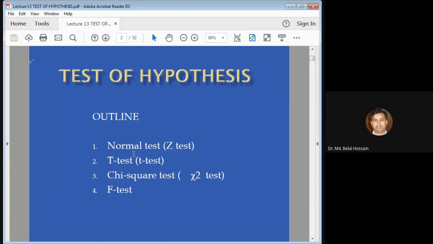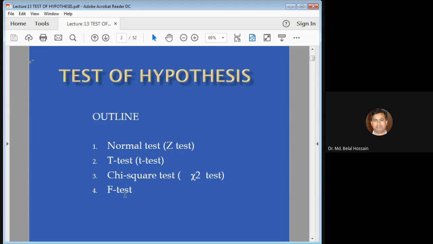We have the normal test, or Z test in general. The T test is also known as the small sample T test. The chi-square test is denoted by the Greek letter chi and then a square. You see, this sign is chi and then a square. This is also known as the association test.